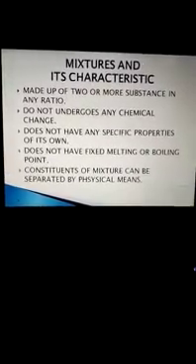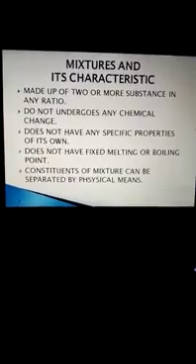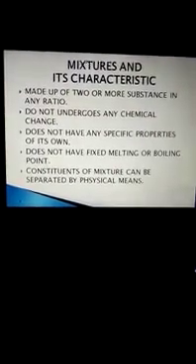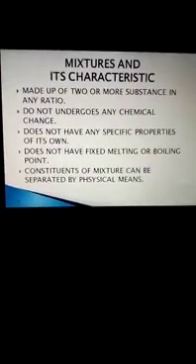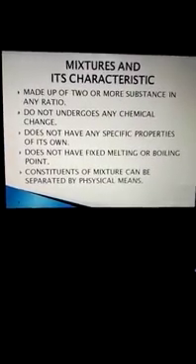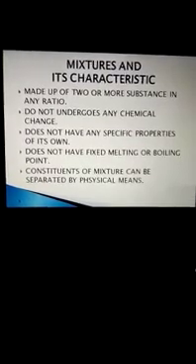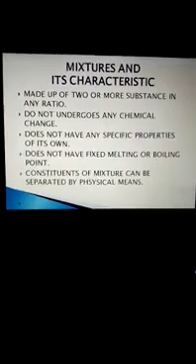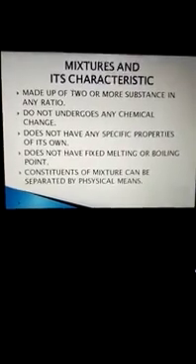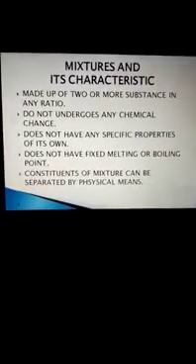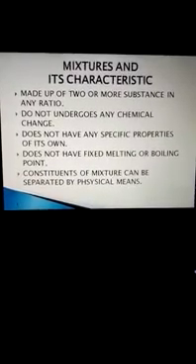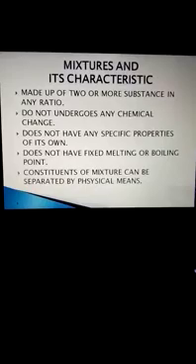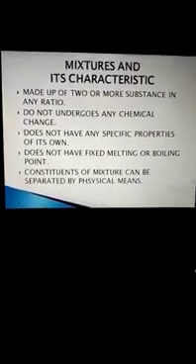So a mixture can be formed by physically mixing the elements and compounds together. A mixture does not have any specific properties of its own. That's why they are categorized as impure substances. They do not have any specific properties. They do not have fixed melting or boiling points because of their impurities.